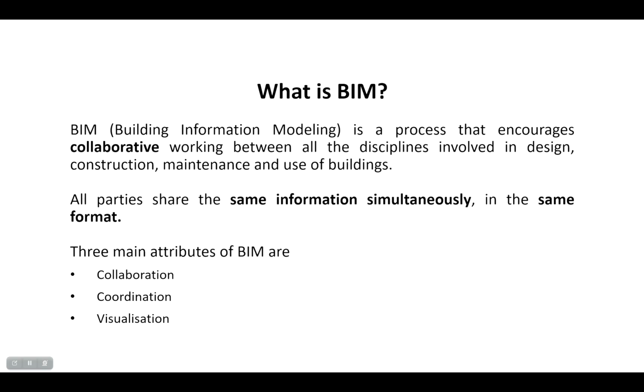So the three main attributes of BIM are: one is collaboration. Collaboration is the way the team is going to work, the departments are going to work, as well as the client, and at the end the finished work is going to be in a better way.